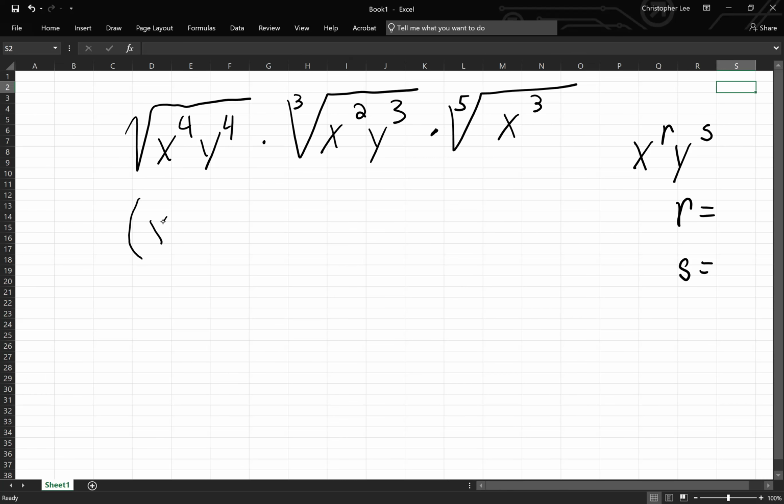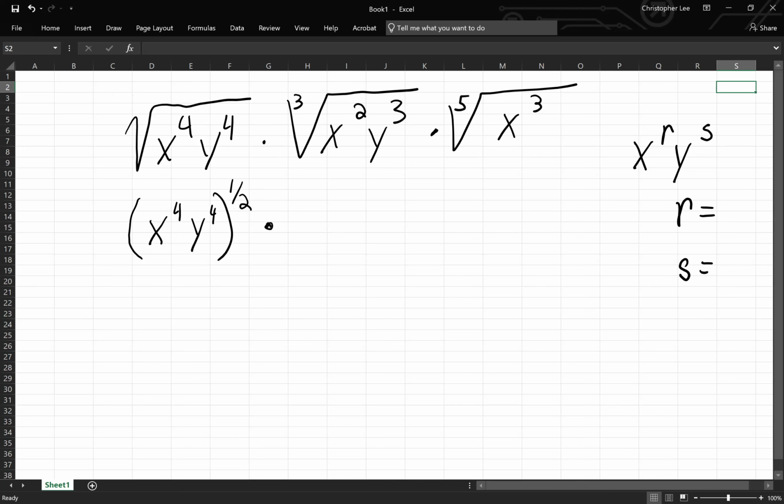I'm going to keep this as x to the fourth and y to the fourth, but I'm going to raise this to the half power. So remember, whenever you have a root and you don't have a number there, it's assumed that that's a two, because square root, so it's going to be to the one half power. So I'm just changing the roots into fraction powers.